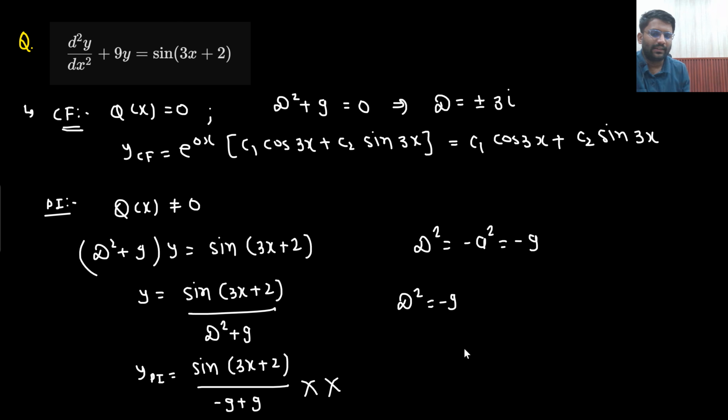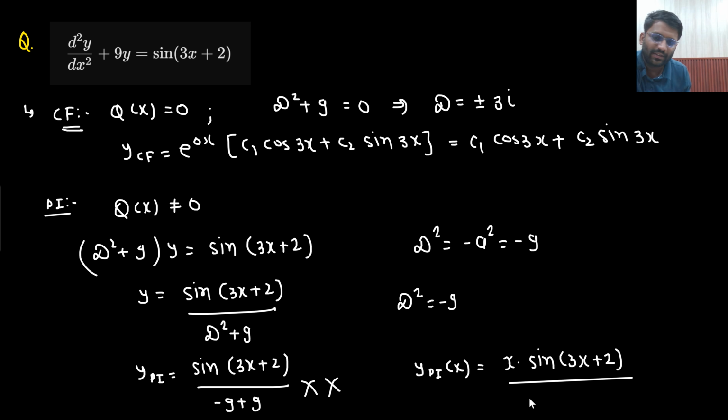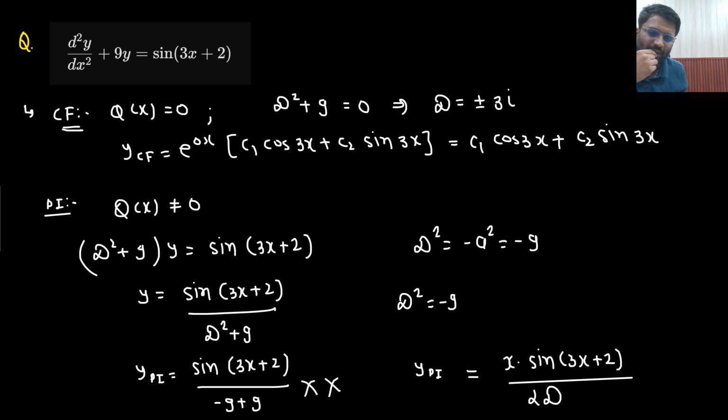So what will you do now? Since it is creating a problem, upper side you will multiply with x, and downward side you will differentiate. What you are getting? 2D. Whenever you get denominator equals to 0, upper side you will multiply with x, downward side you differentiate. Now what ypi are you getting? Sir, the ypi I am getting is x sine 3x plus 2 upon 2D.